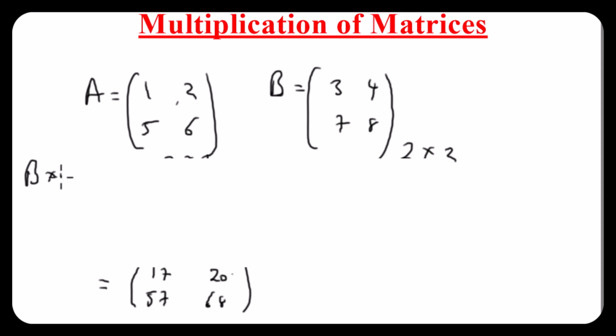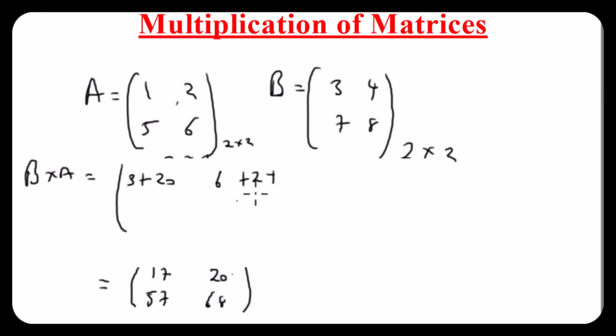Before we can multiply B times A, we have to ensure that they're compatible. The number of columns in the first one, which is 2, must be equal to the number of rows in the second one, so 2 by 2, and the result is also 2 by 2. So what do I do? 3, 4 multiplied by 1, 5. We have 3 times 1, that will be 3, plus 4 times 5, so that's 20. Then 3, 4 times 2 and 6, so 3 times 2 is 6, and 4 times 6 is 24.